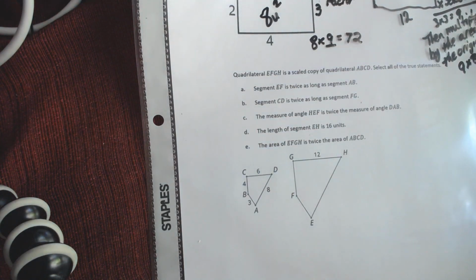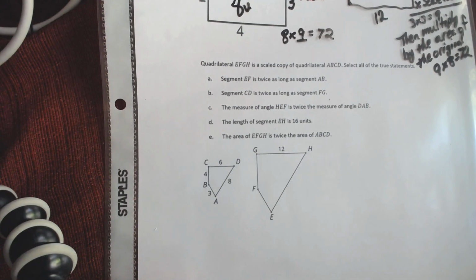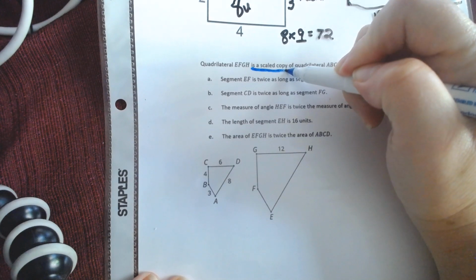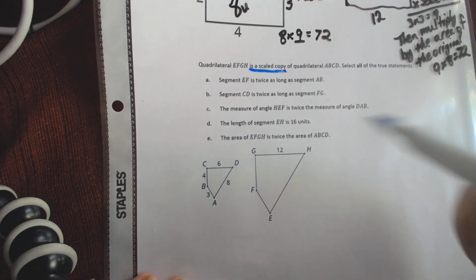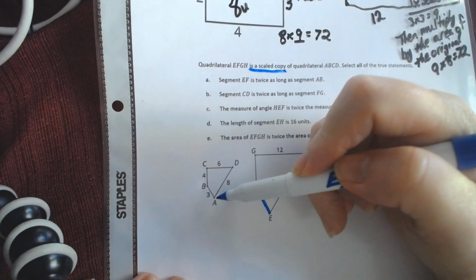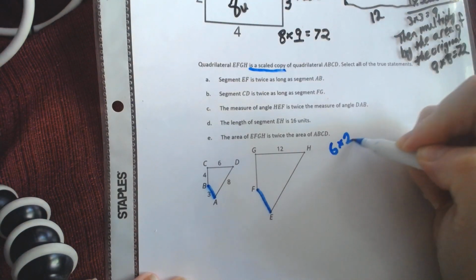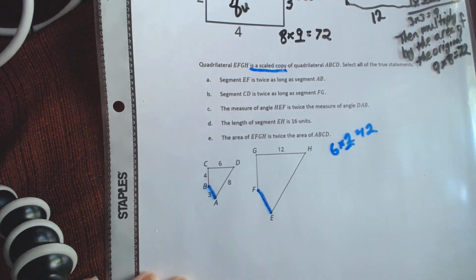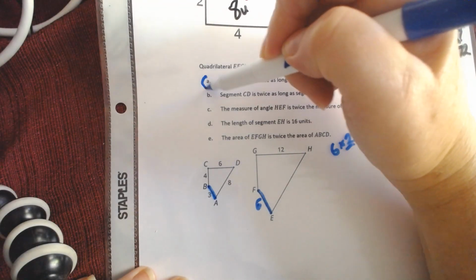Quadrilateral EFGH is a scaled copy of quadrilateral ABCD. So it's telling me that it is a scaled copy. So I need to select all of the statements that are true. Segment EF is twice as long as AB. So I need to figure out if that's true or not. And I'm going to look at the scale factor. I've got two sides, 6 and 12. So if I multiply 6 times 2, I get 12. So if I multiply 3 times 2, I get 6. So 6 is twice 3, which means this answer is correct.